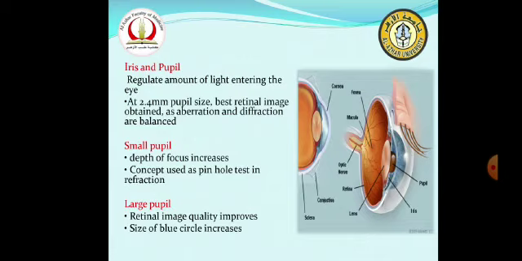The iris and the pupil play an important role in the focusing mechanism of the eye. They regulate the amount of light entering the eye, and at a 2.4 mm pupil size, the best retinal image is obtained, as absorption, aberration and diffraction are balanced. When the pupil gets small, the depth of focus increases, and this is the principle of the pinhole test in refraction. With a large pupil, the size of the blur circle increases.